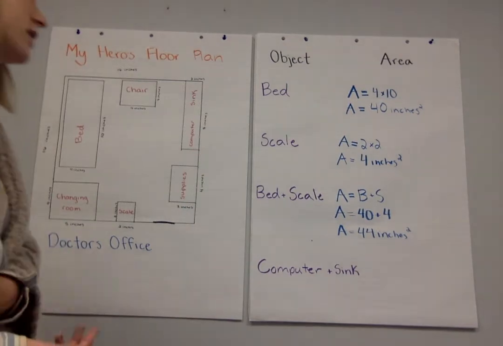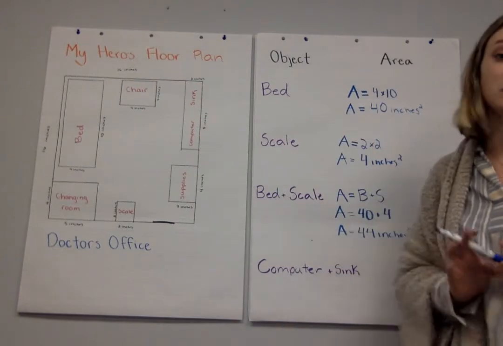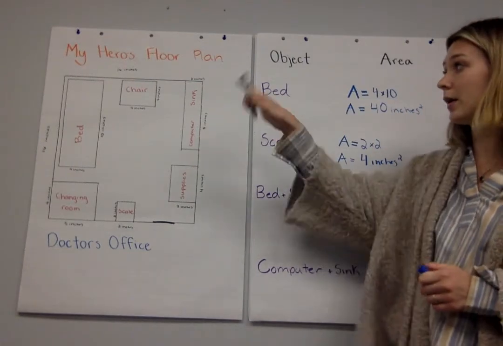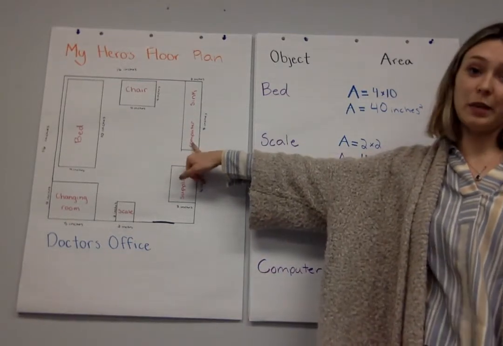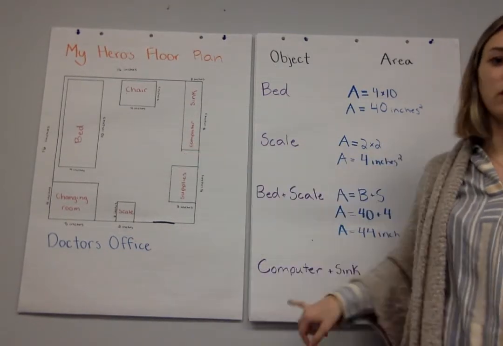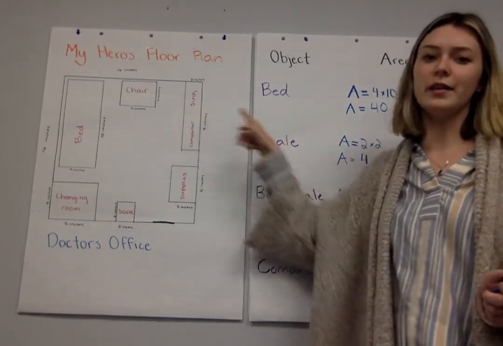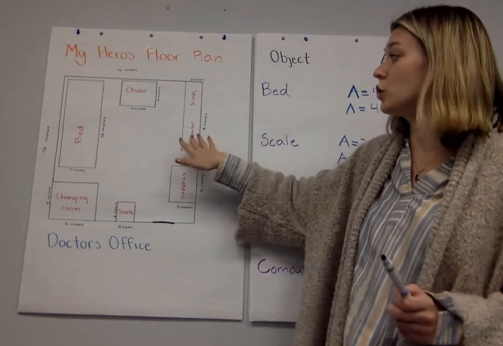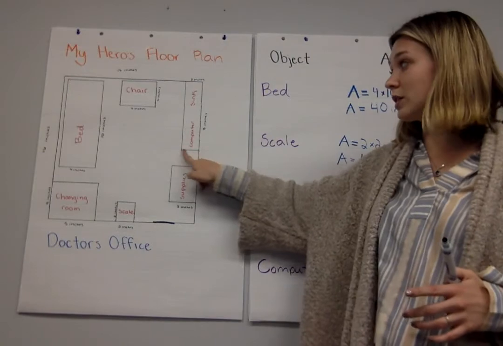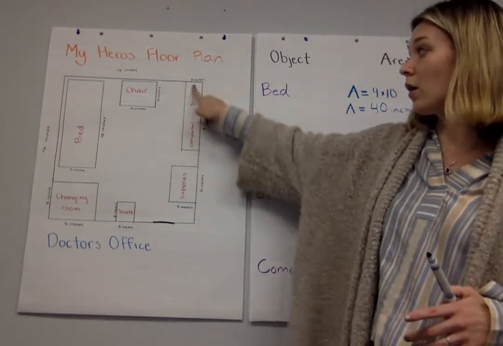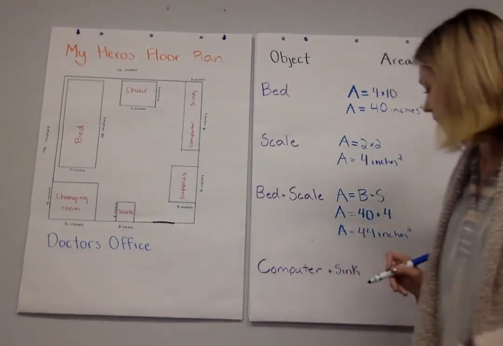Now it wants us to find the computer and the sink. Does anybody see where the computer and the sink are in our floor plan over here? I noticed that they're on this big table together, and it's asking for the computer and the sink, so it wants this whole table. And there's no line dividing the two, so we can assume that the computer and the sink are on the same table together. So we are just going to measure this whole rectangle right here.